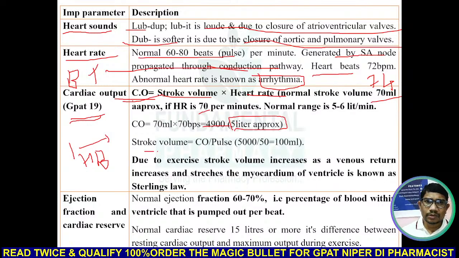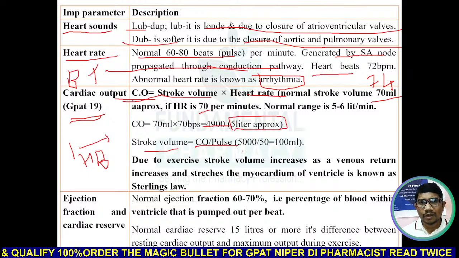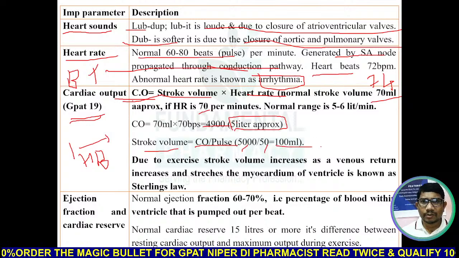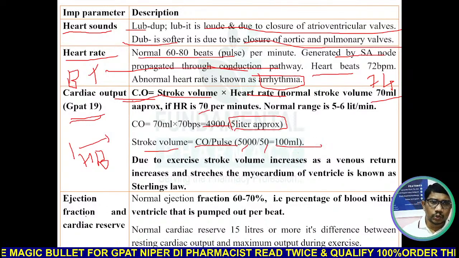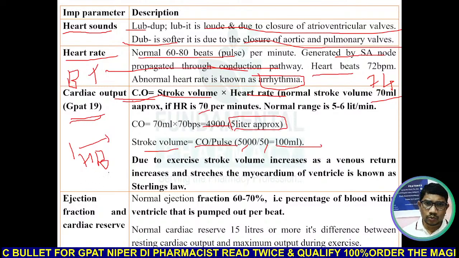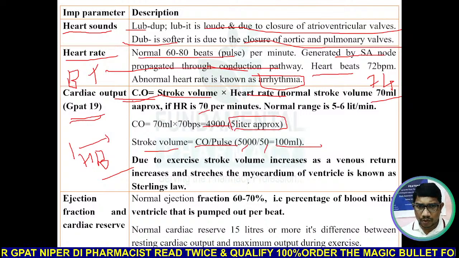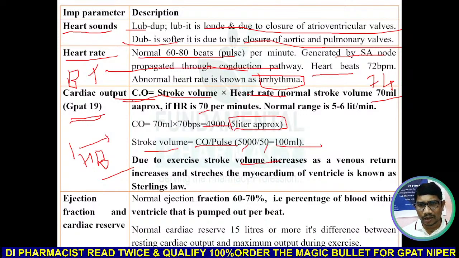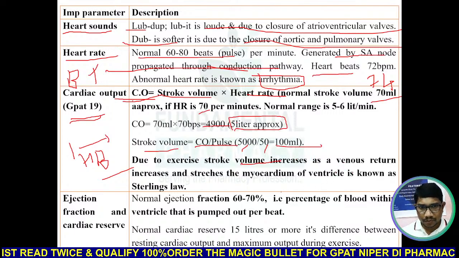Stroke volume is equal to cardiac output divided by pulse. Cardiac output is your 5 liters, and pulse is 50 to 100, so you can also calculate. Now due to exercise, stroke volume may increase. Normal stroke volume is 70 to 100 ml; in exercise, it can be around 150 also.